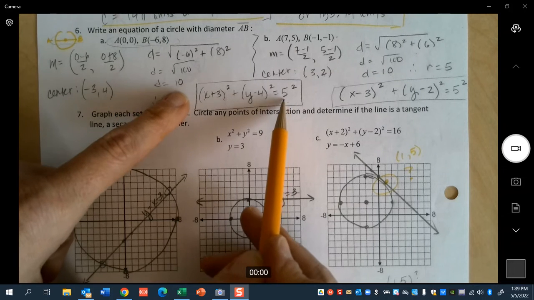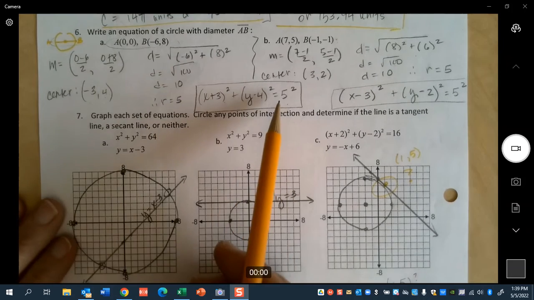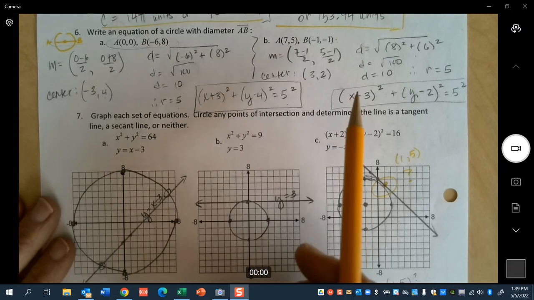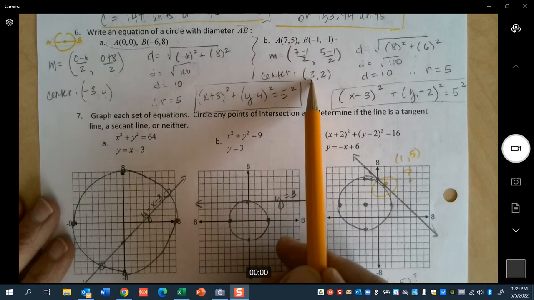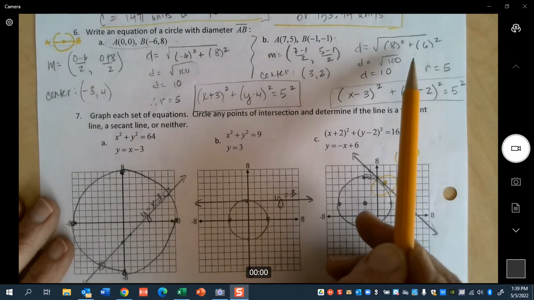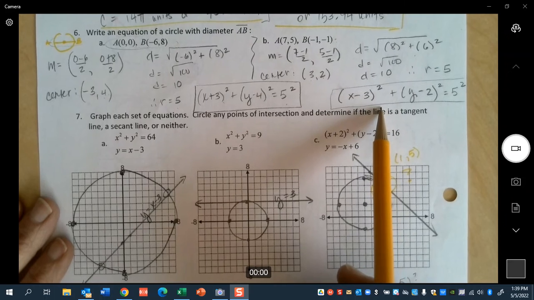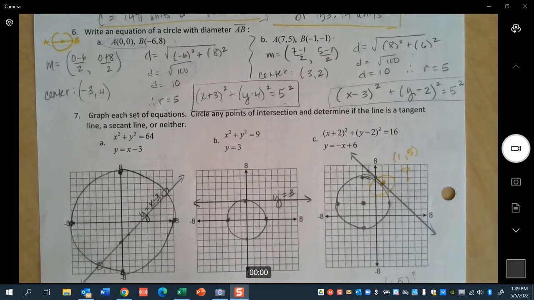Please make sure you remember the difference between your diameter, which is the radius doubled, versus your equation where it has your radius squared. Not the same thing at all. For this one, I found my midpoint. There's my center, my distance and my diameter, my formula. Questions on 6?